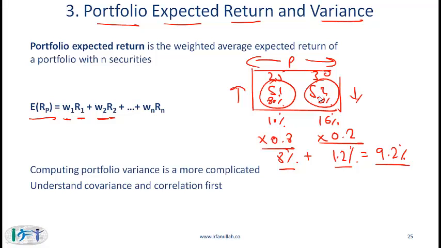So before we get into the formula and the discussion related to the variance of a portfolio, we need to understand the relationship between the returns on stock 1 and stock 2. Mathematically and statistically, those returns are expressed through measures called covariance and correlation. So let us understand these two concepts first before we discuss the variance and standard deviation of the portfolio.